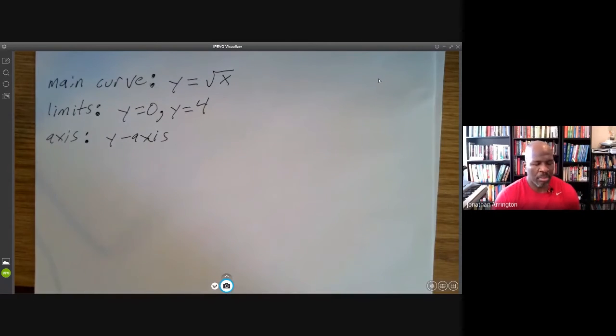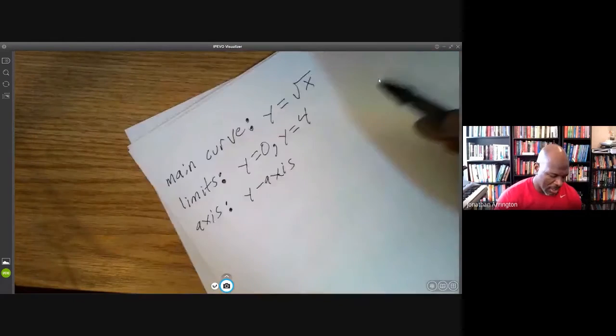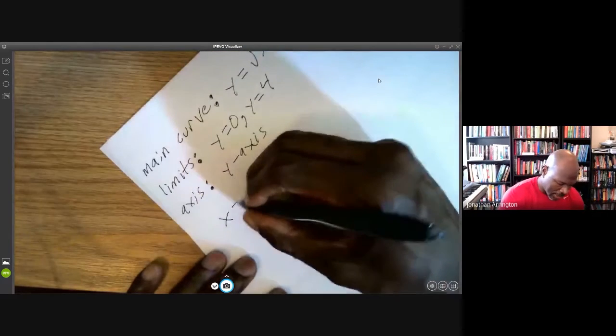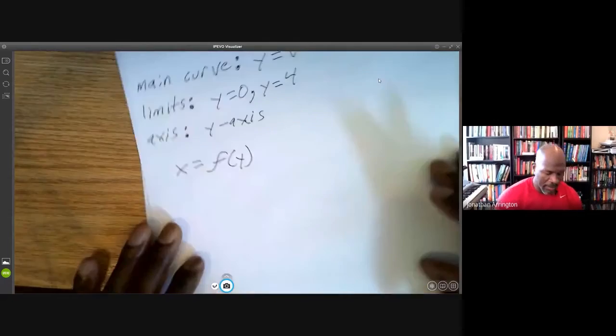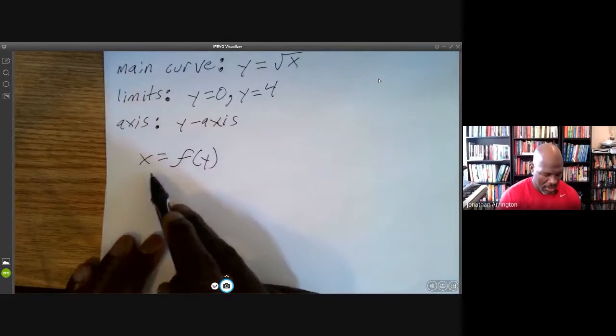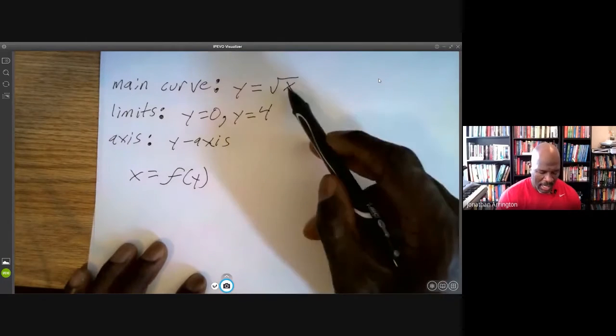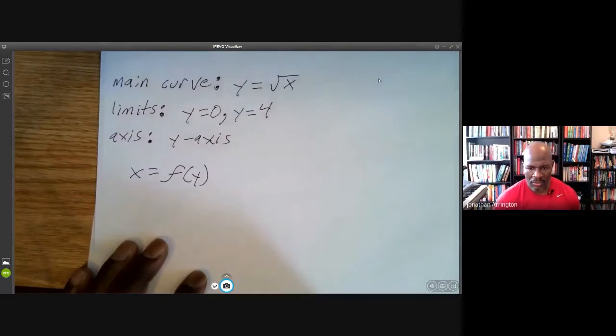All right, so here's the situation of the problem. Again, I like to identify the main curve, the limits, if they're given, and the axis of rotation. So here the main curve is y equals the square root of x. The limits are y equals 0, y equals 4, and the axis of rotation is the y-axis. Because the axis of rotation is the y-axis, that means my main curve has to be of the form x equals f of y. So it has to be expressed as a function of y in the form of x equals. So I'm going to take this and solve it for x, and that'll give me my x equals f of y equation.